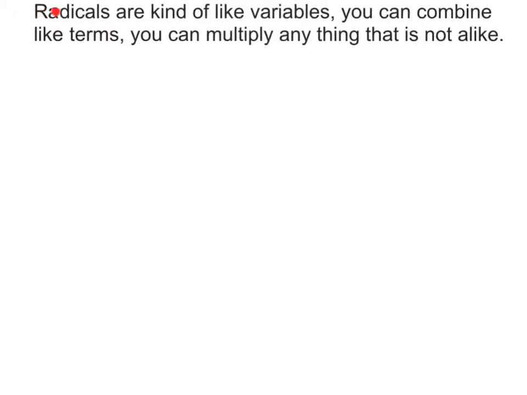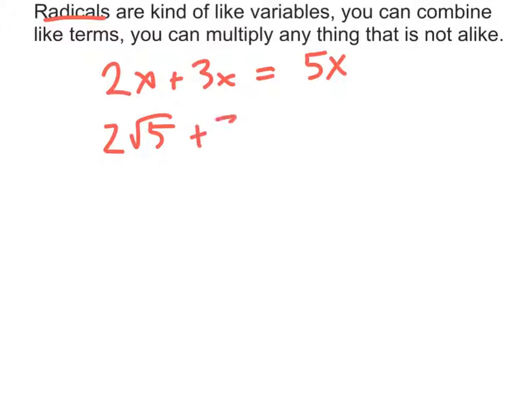Radicals are kind of like variables. You can combine like terms. You can multiply anything that's not alike. Okay, so what am I talking about? Let's say I had a 2x plus 3x. Well, you could actually combine those because they're like terms, which means you have a total of 5 x's. So what do I mean by that, radicals are kind of like variables? Well, if you had like 2 square root of 5 plus 3 square root of 5, it's kind of like if you had 2x plus 3x, and you would get 5x as an answer, but in this case 5 of these square roots of 5. Okay, so radicals are kind of like variables.